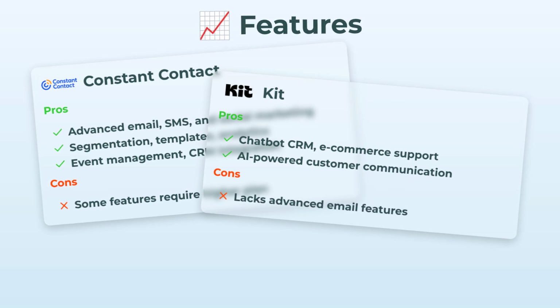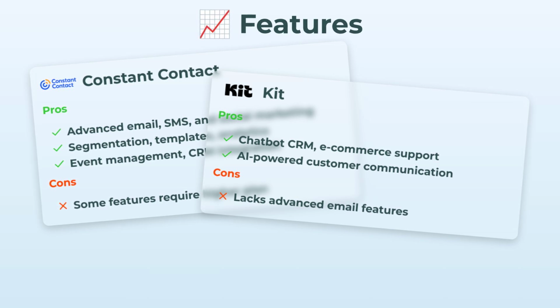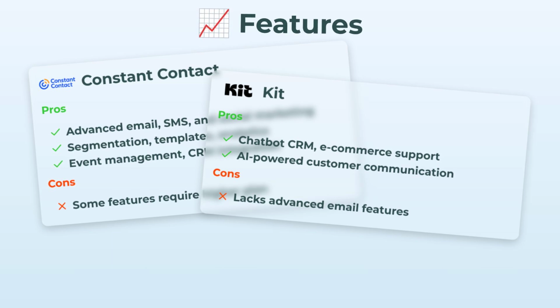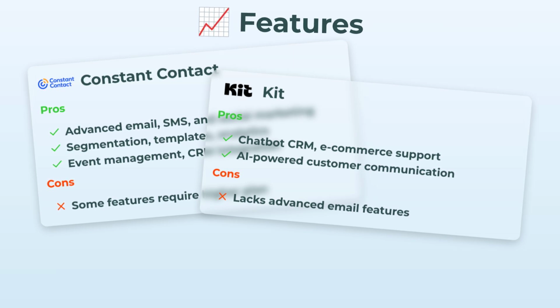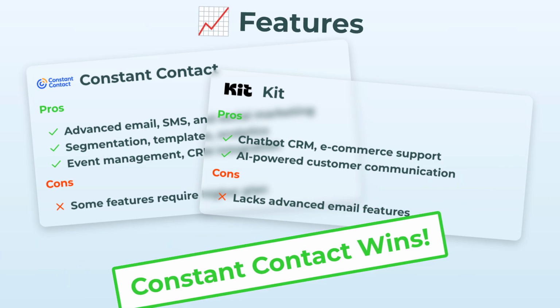Now, Kit is more focused on the chatbot CRM and e-commerce angle, and it handles AI-powered communication with customers. But if you're looking for deep dive email features, Kit's not really trying to compete there. Clear win goes to Constant Contact for feature-hungry folks.